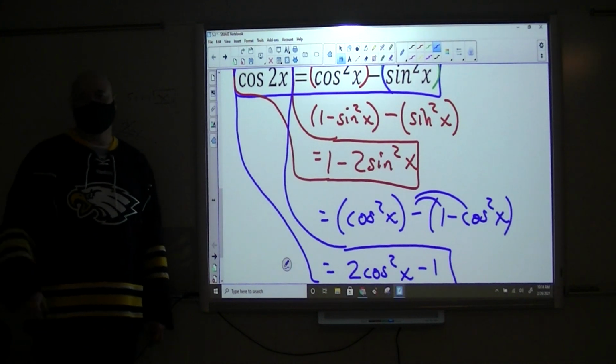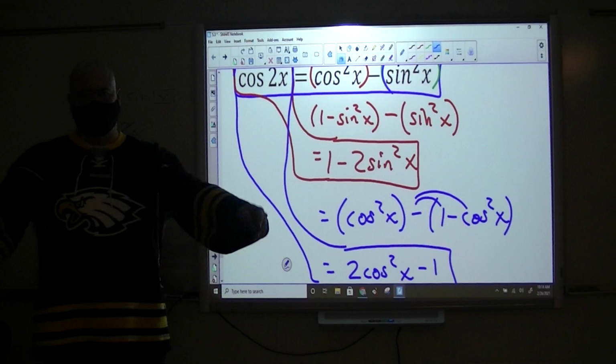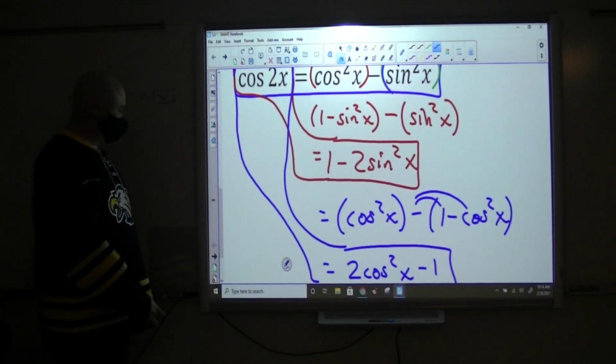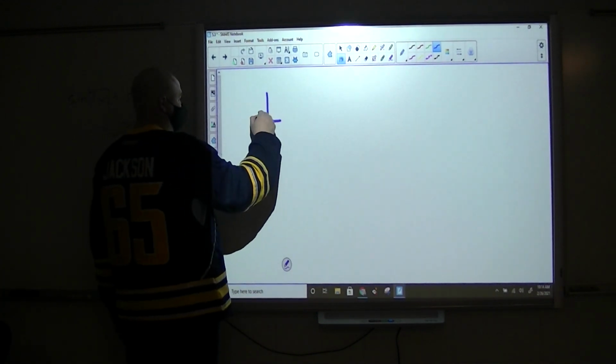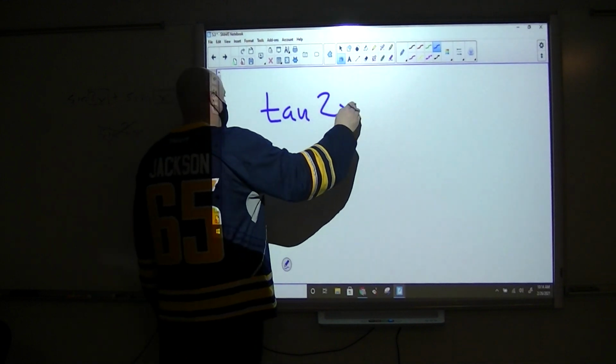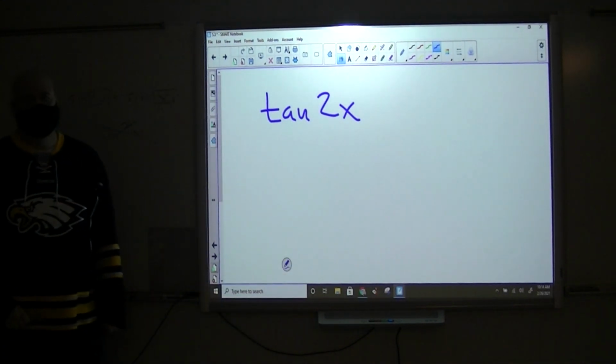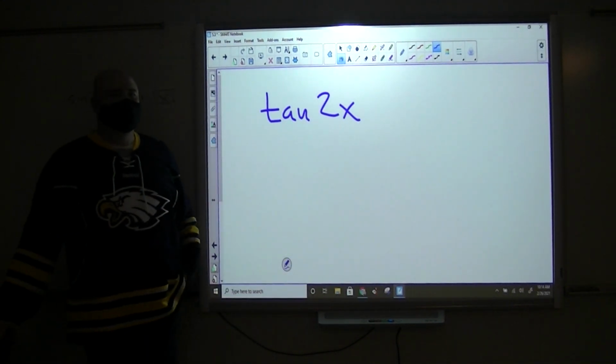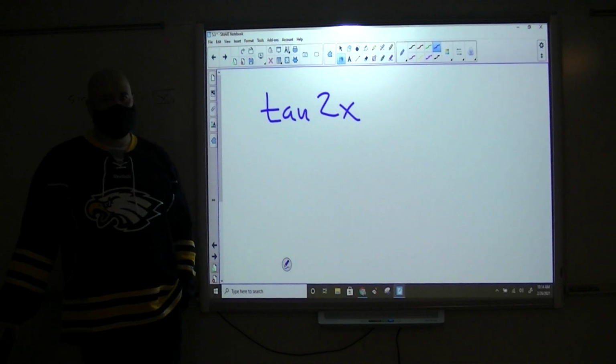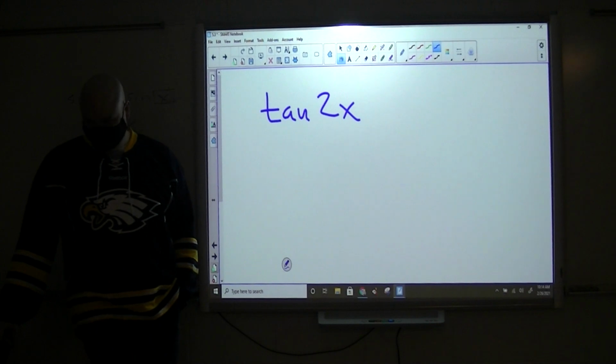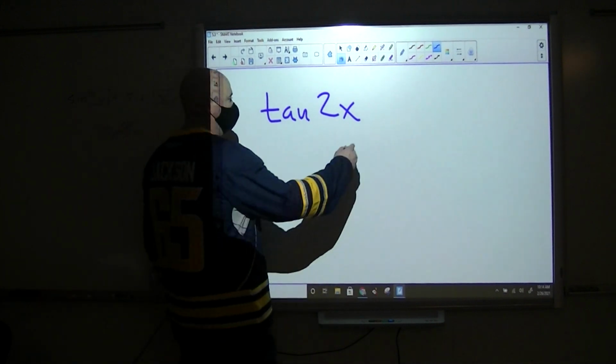Why don't you figure out what the double angle for tangent is equal to? Go. In other words, what's this? Here's your first hint.